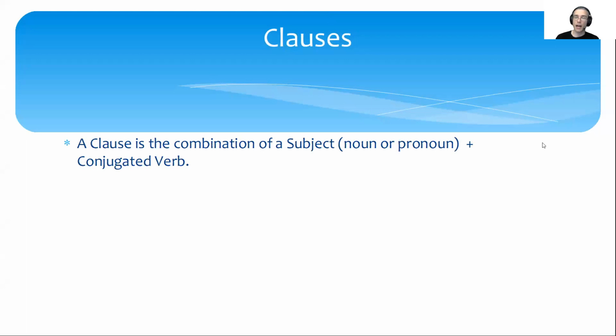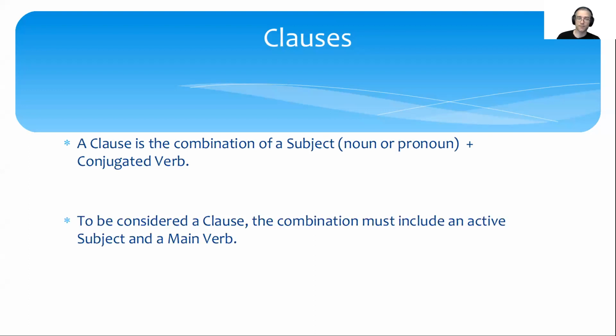So, with respect to the kinds of clauses that we have, a clause, by definition, is the combination of a subject and a conjugated verb. So if you have a subject for your sentence, a noun or a pronoun like the boy or the teacher, Matthew Van, or the like, and a conjugated verb, a verb that's conjugated properly in agreement with the subject, the noun or pronoun, you have a clause.